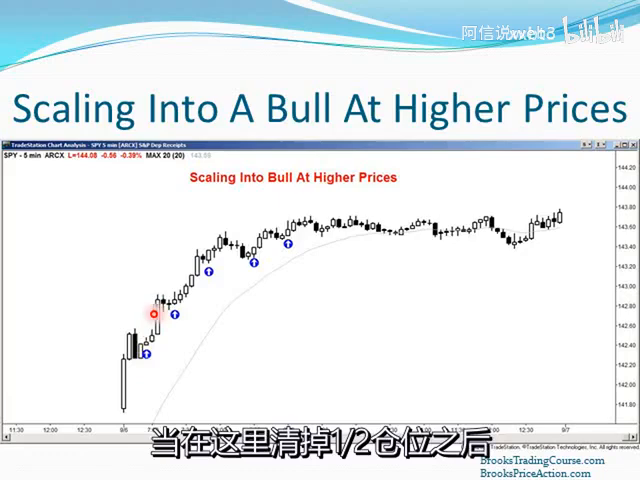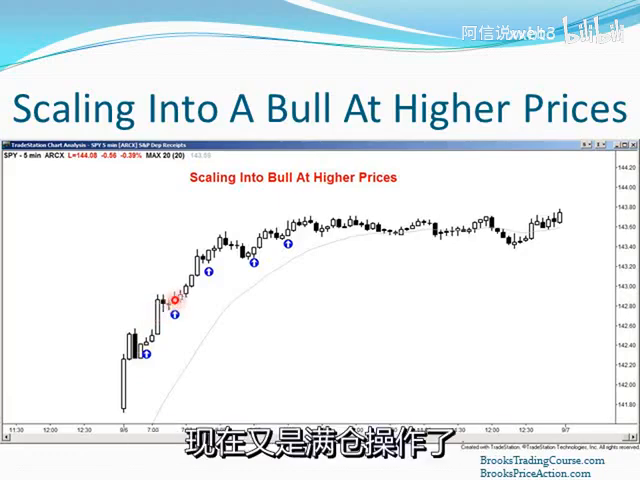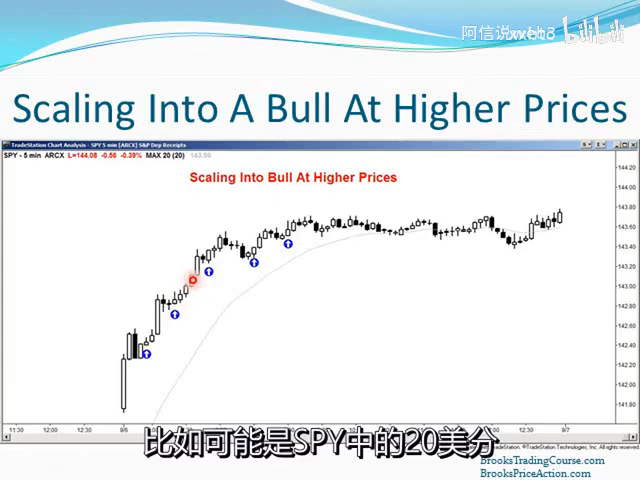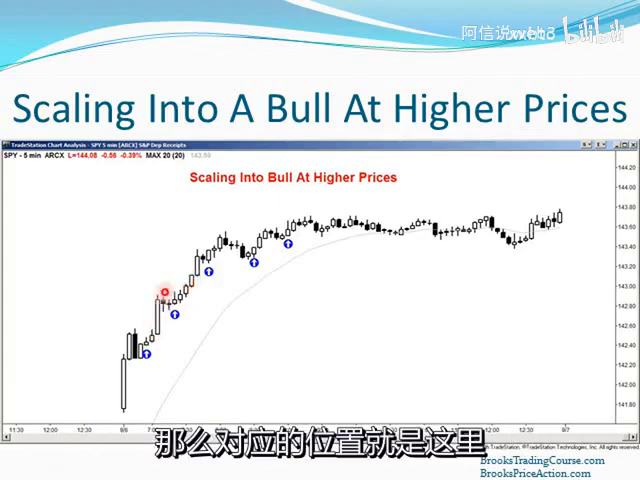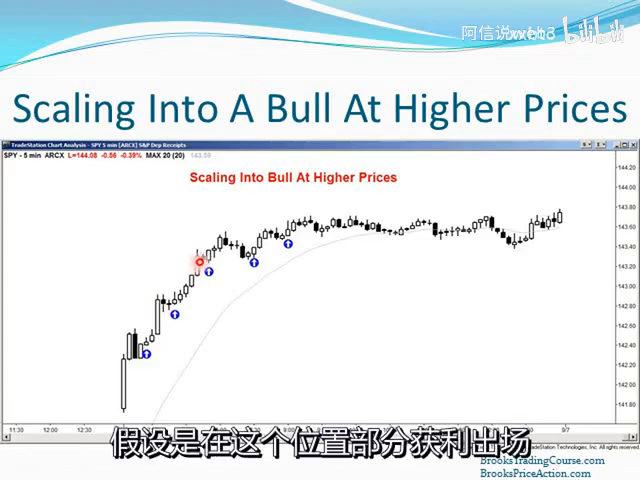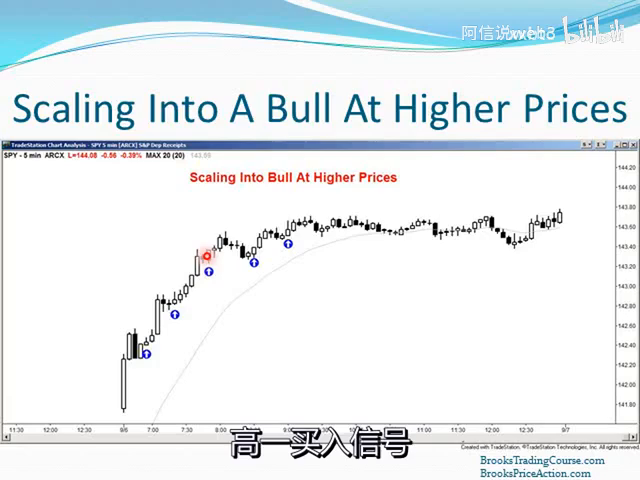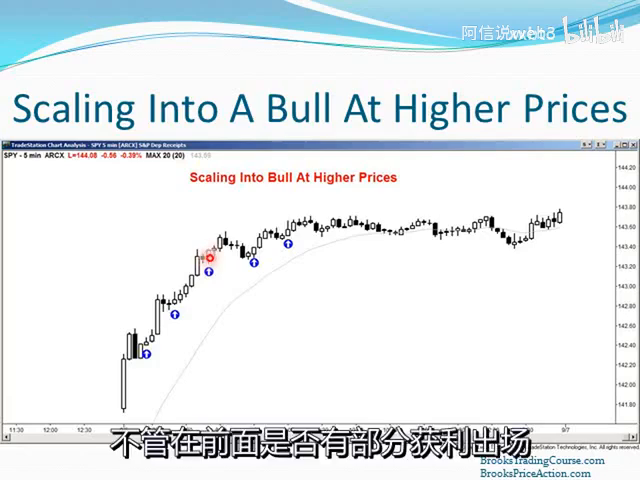Once he took his scalp off somewhere here and he saw another buy signal, he could put that half back on. So now he's back to a full position, and again he's going to scalp out. Maybe he'll scalp out at 20 cents in the Spider. Maybe he'll scalp out at a measured move based on the height of this bar, which would have been somewhere around here. In any case, let's say he took profits around here, another buy signal, another high 1 buy. He could put his scalp back on again.